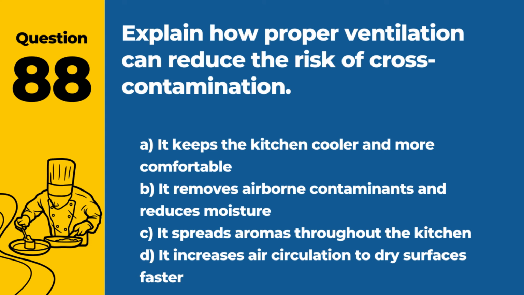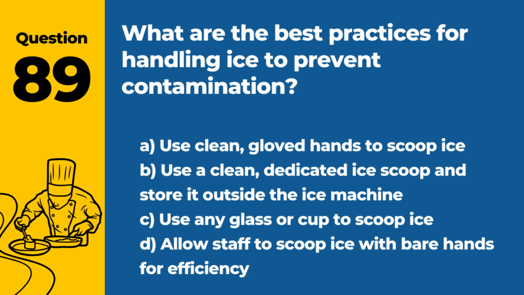A. It keeps the kitchen cooler and more comfortable. B. It removes airborne contaminants and reduces moisture. C. It spreads aromas throughout the kitchen. D. It increases air circulation to dry surfaces faster. Answer: B. It removes airborne contaminants and reduces moisture. Proper ventilation helps reduce the risk of cross-contamination by removing airborne contaminants and reducing excess moisture in the kitchen. Question 89. What are the best practices for handling ice to prevent contamination?